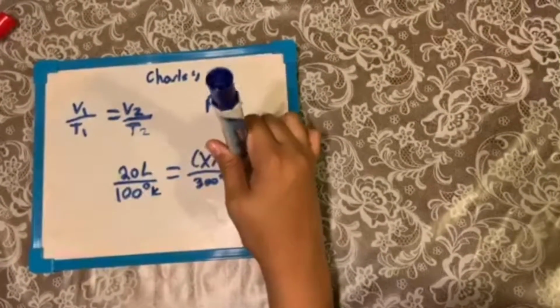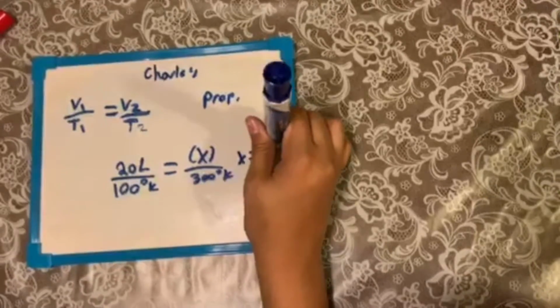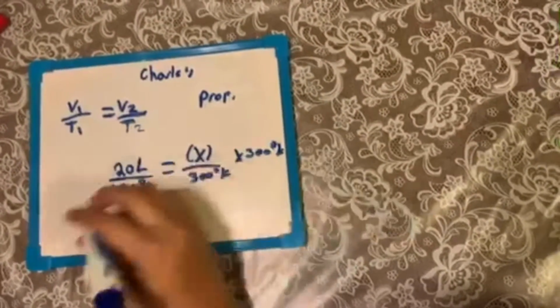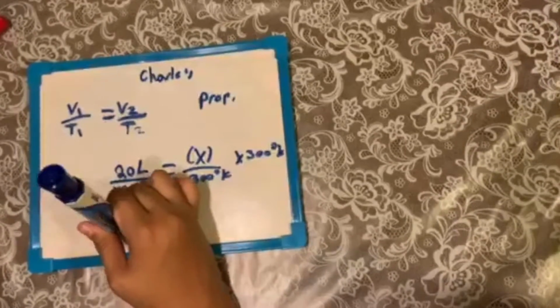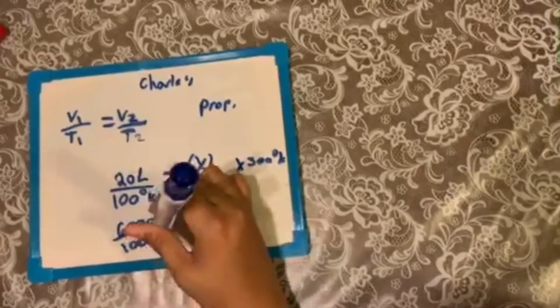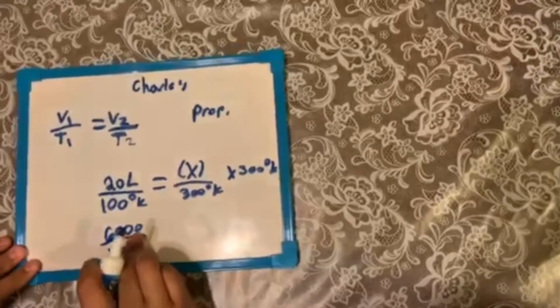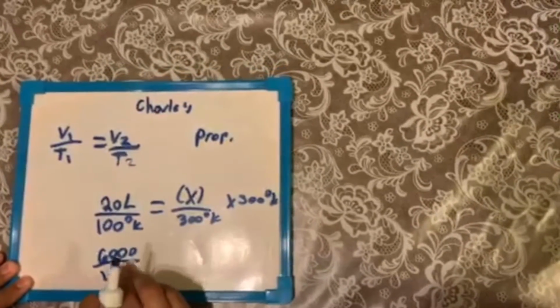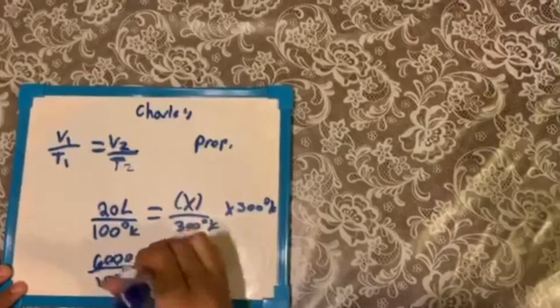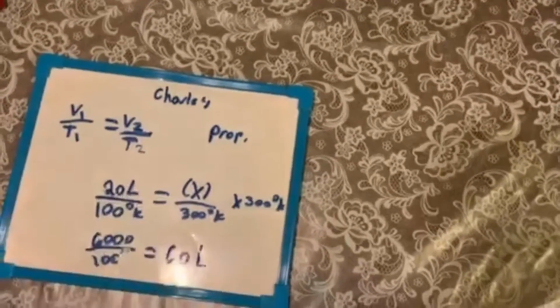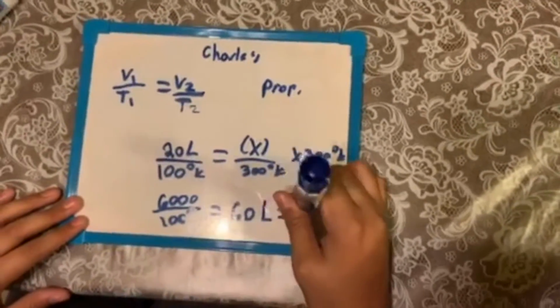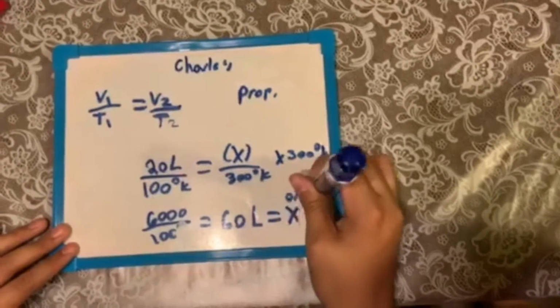So you multiply both sides by 300 degrees Kelvin. So that would give you 6,000 over 100, which is just, not 1,000, that's 100. And that would really just give you 60, which is, in liters, because it's volume, it's X, or volume 2.